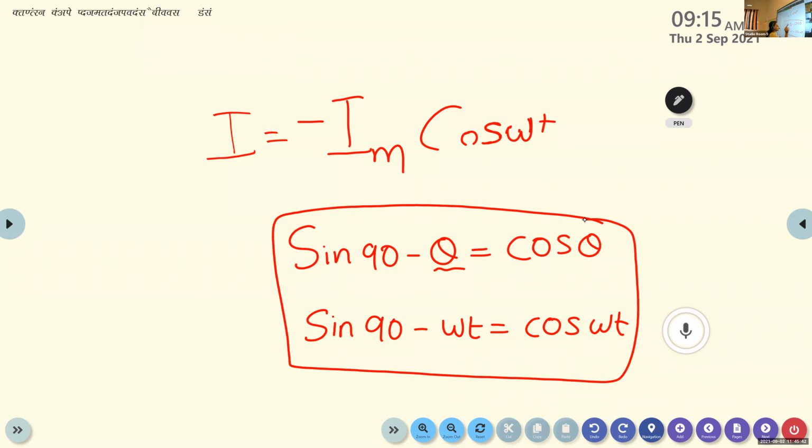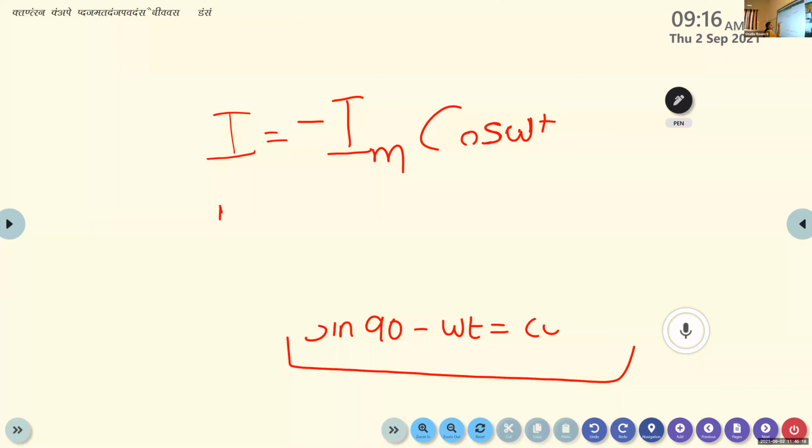This is the general expression: sin 90 minus theta is equal to cos theta. This is an equation that we normally study in mathematics, in trigonometry. But here instead of the angle theta, we have the phase angle omega t. So we can substitute the phase angle omega t instead of theta. It becomes sin 90 minus omega t is equal to cos omega t.